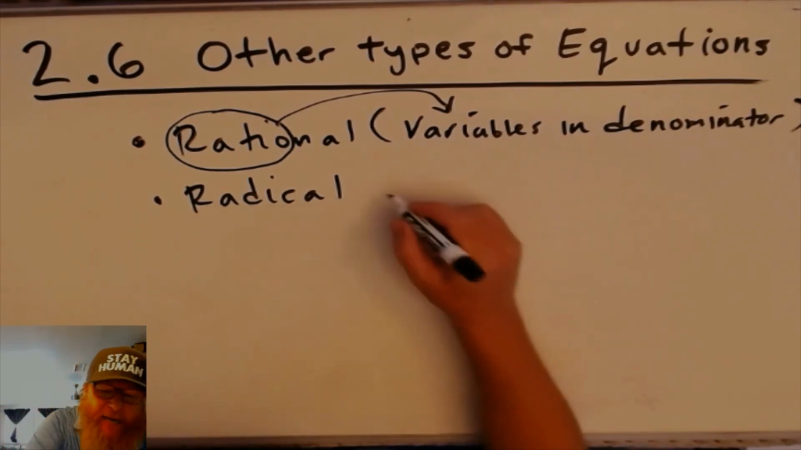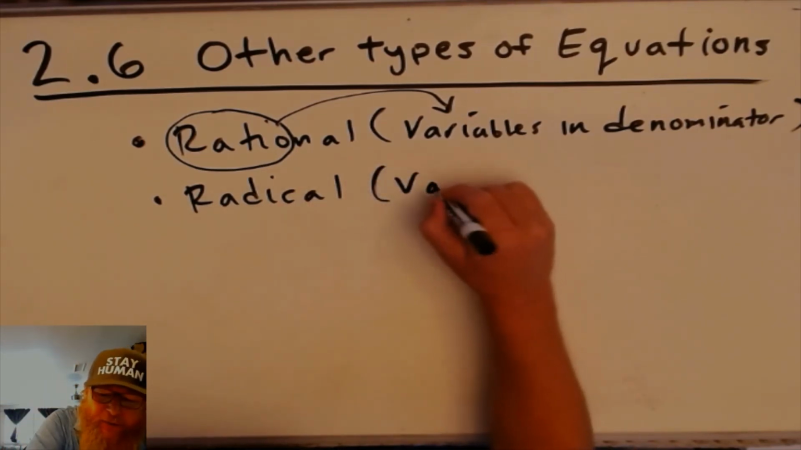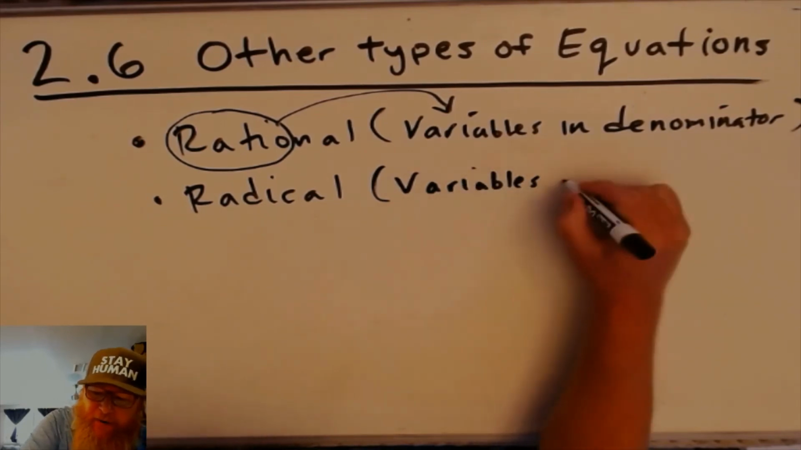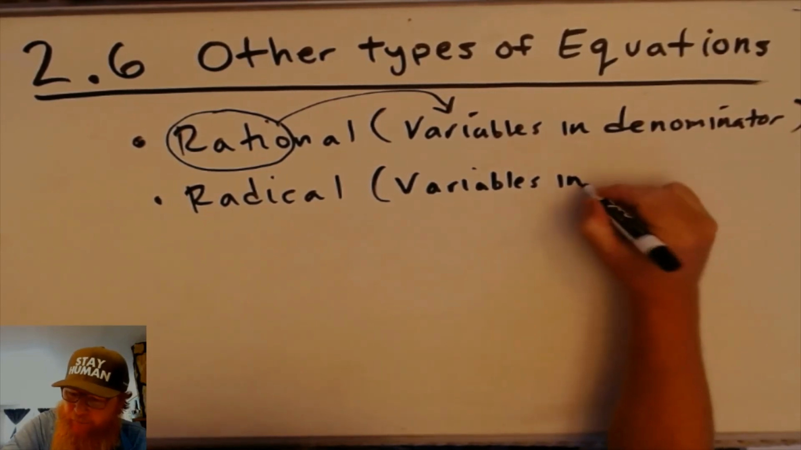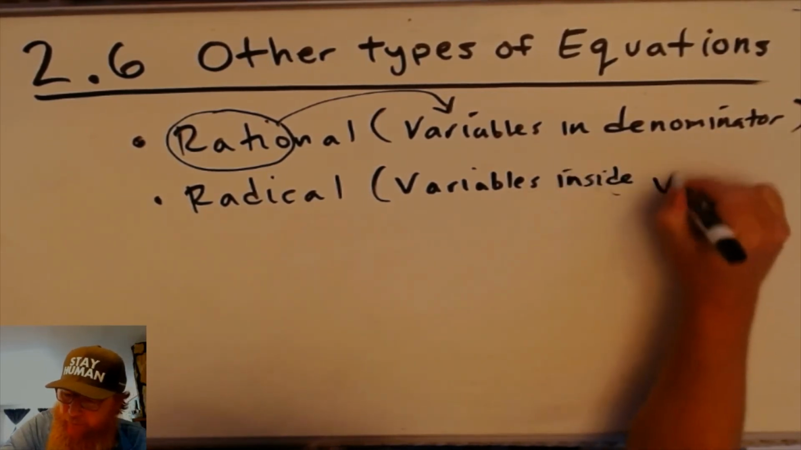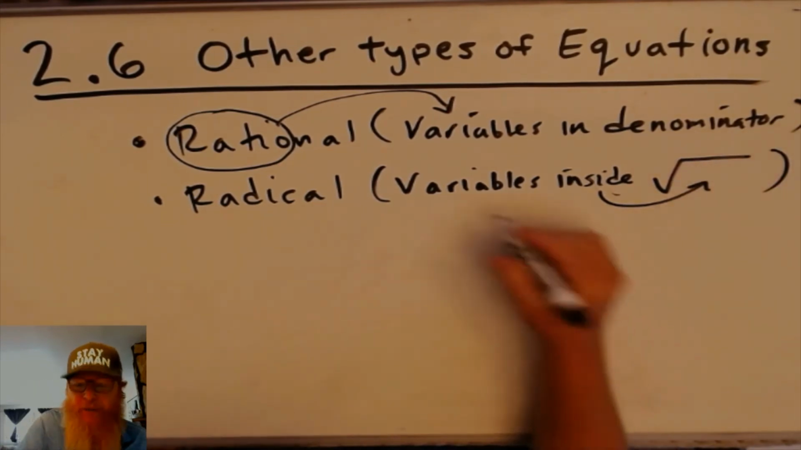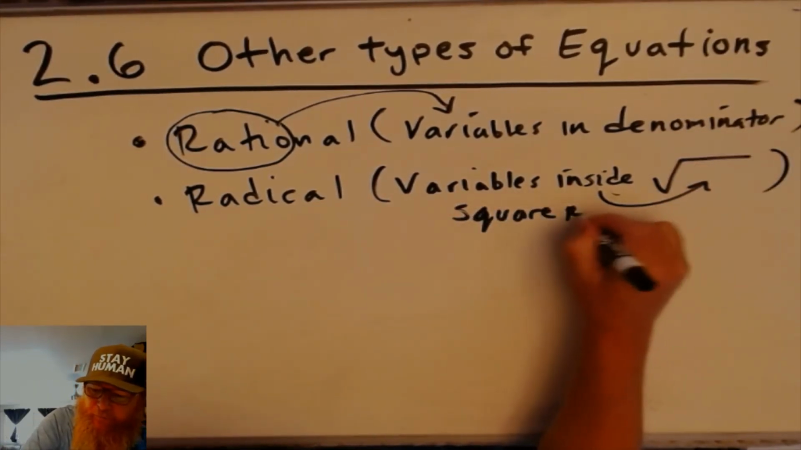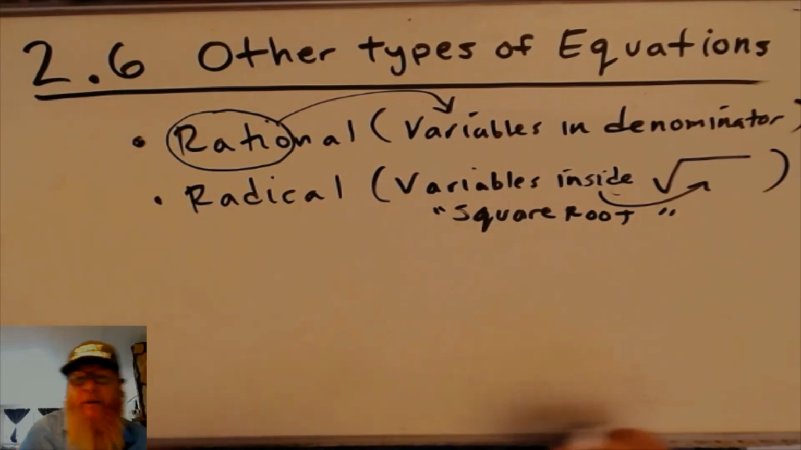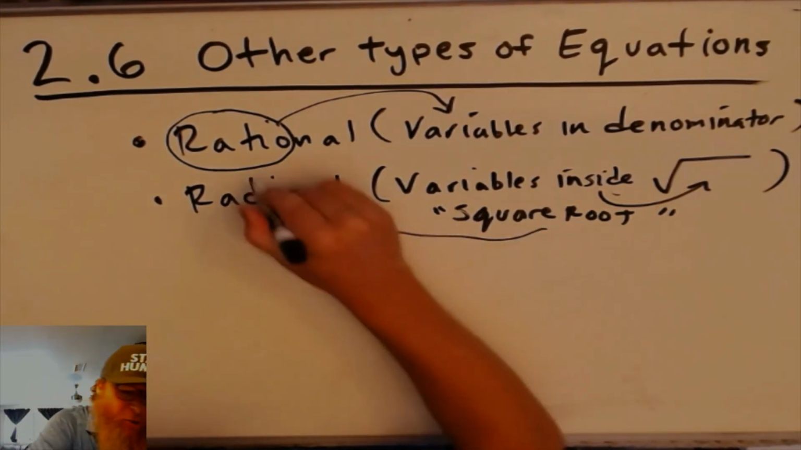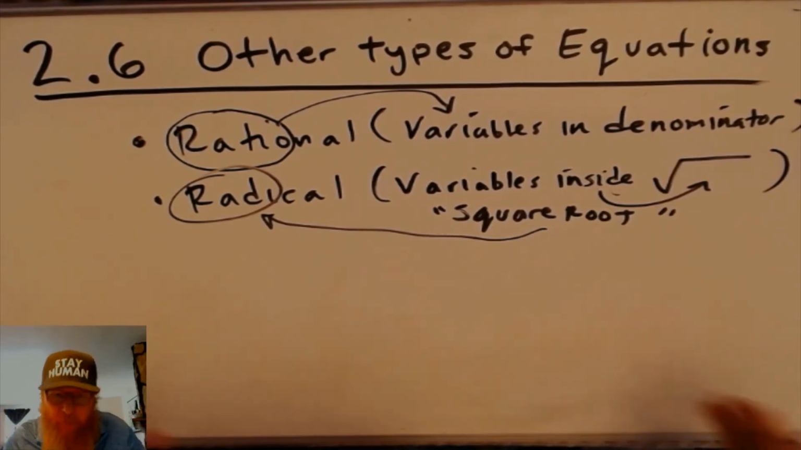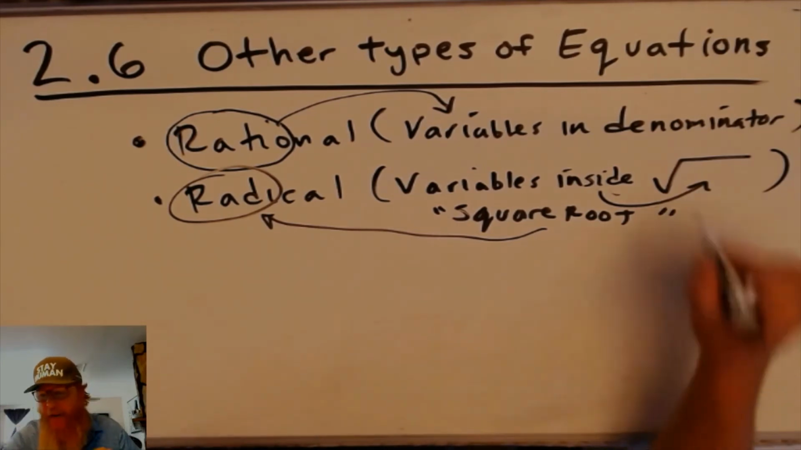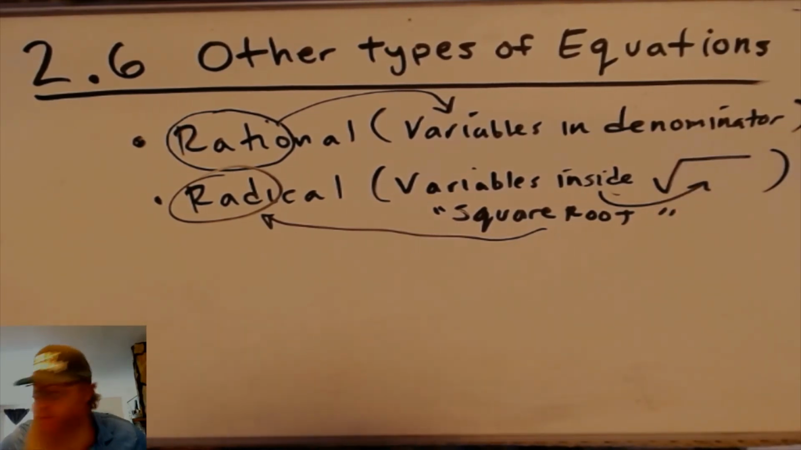And then the second type that we're going to study today are called radical equations. Those are equations that have variables inside the radical. In particular, a square root. So we sometimes call these square root equations or radical equations. There are other types of roots, cube roots, fourth roots, fifth roots. We're not going to learn those today. Today we're just going to focus on the principal square root equations. Okay?